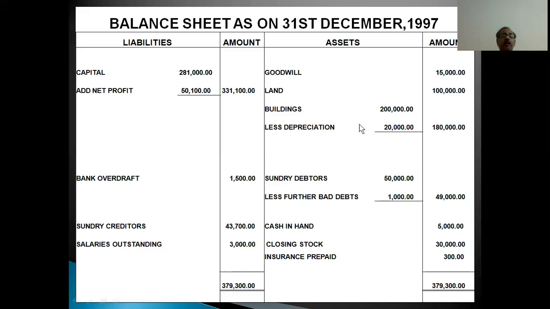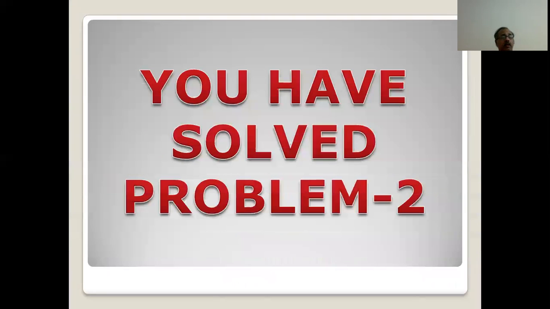After recording the asset side, the next step is to total the liability side and the asset side. It must tally, it must be equal. Liability side 3,79,300, and the corresponding asset side also 3,79,300. So that means this problem is okay, because the balance sheet is tallying. That's all.